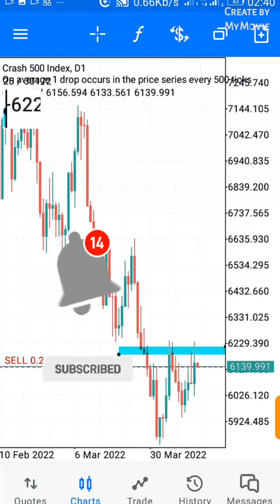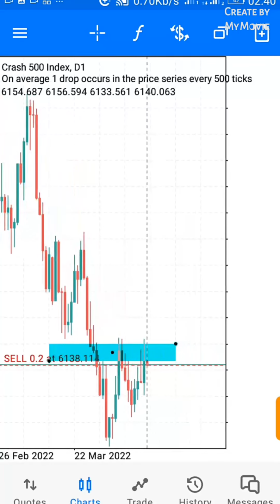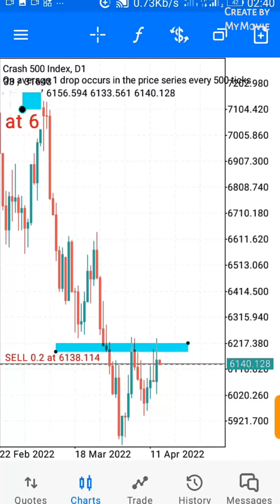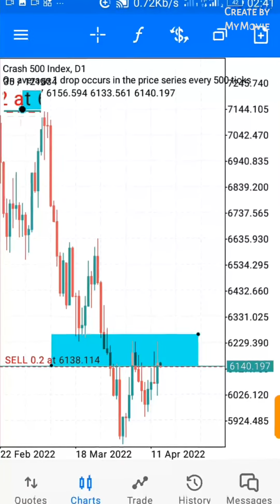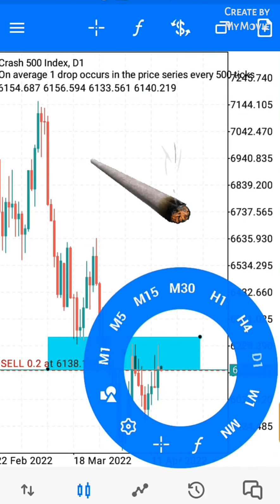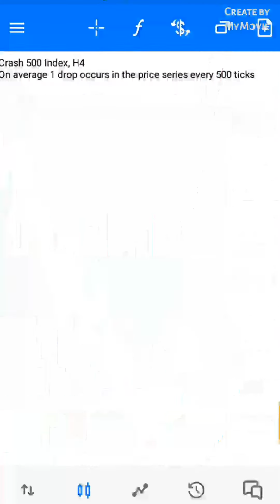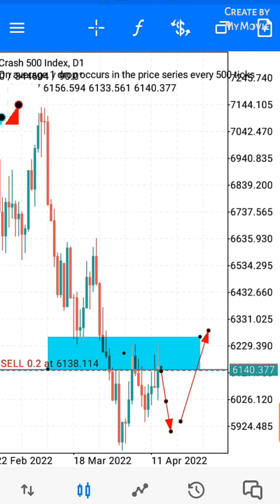So on Crash 500, we are doing two: Crash 500 and Boom 500. We saw that this acted as support from our daily time frame. So that's the reason I entered a sell. As you can see, the support is very true because there is a high number of wicks at that region, so we expect price to move down to 59.24 before it continues to move up, because this is likely to be a market reversal, as you will see.